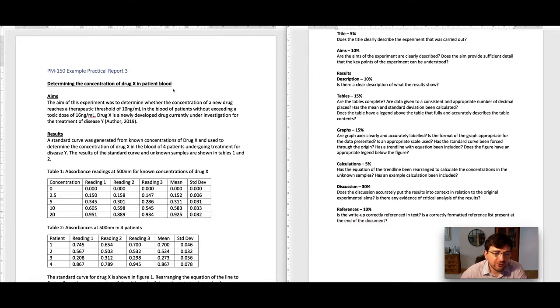To improve that title, you could possibly add in a small element of why you're actually measuring it, but that's actually still a very strong title, so you'll probably get about 4 out of 5 marks.